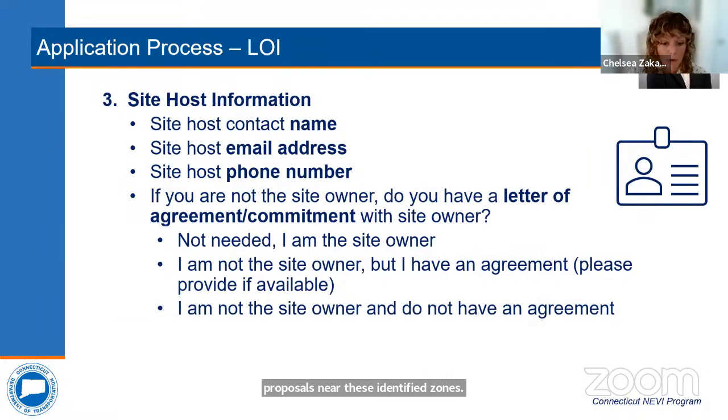Section 3 in the LOI is site host information. The LOI will ask for site host contact information. This may or may not be the same contact information provided in the beginning of the LOI under applicant contact information. The last question in this section asks the applicant to confirm whether or not they are the site owner, and if not, do you have a site agreement in place?